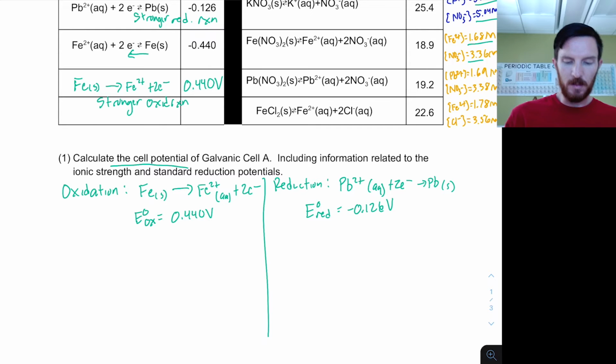So we have both of those pieces of information, but now what we want to do is identify what the cell potential would be based upon the fact that we're not at standard conditions. A, we're not at standard temperature. B, we're not at standard concentration. So let's correspond that to the Nernst equation for each of these.